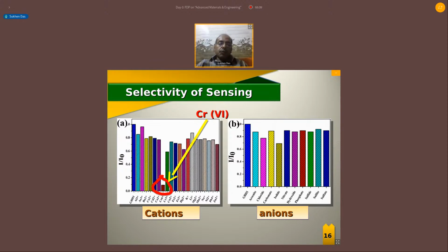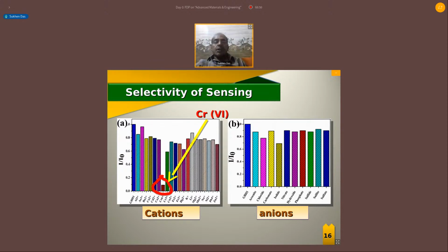From that cation and anion experiment, in all cases, in our boehmite containing solution, we added different types of cation material and anion material. We have seen this fluorescence property goes away only in presence of chromium-6, not even in case of chromium-3. In case of chromium-3, the property remains the same. There is no change in the fluorescence of this boehmite, but only if we add chromium-6, then this property goes away. Otherwise, the fluorescence property will remain the same.